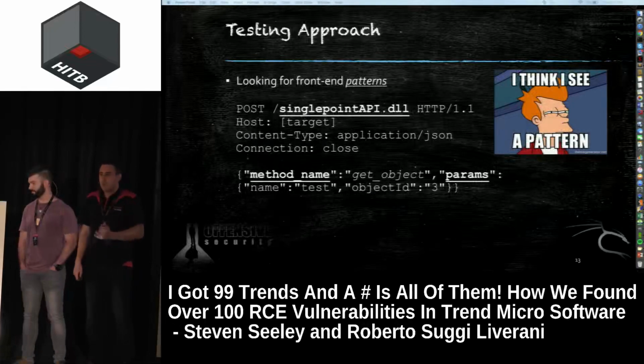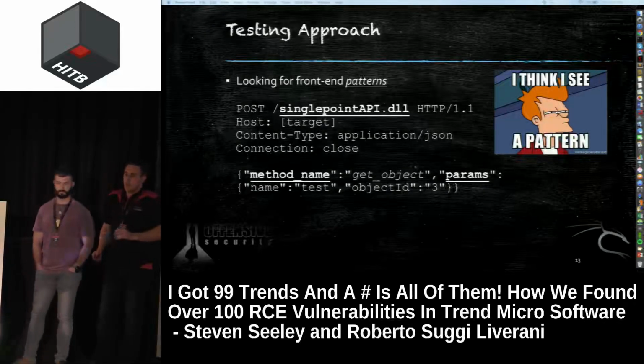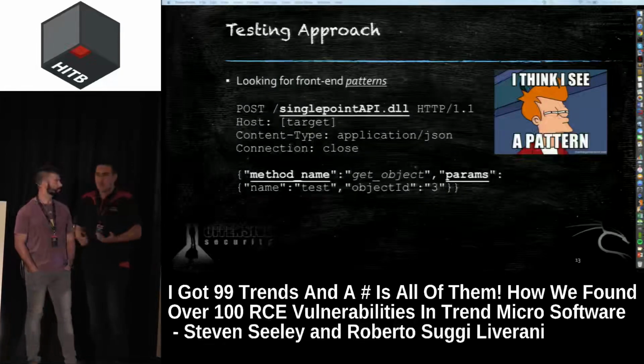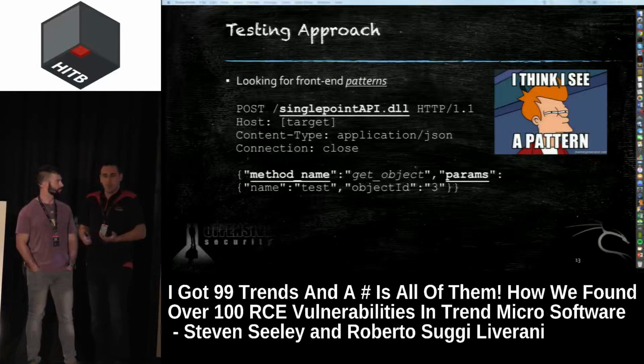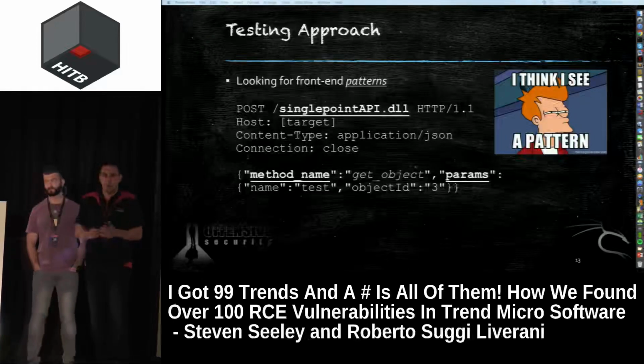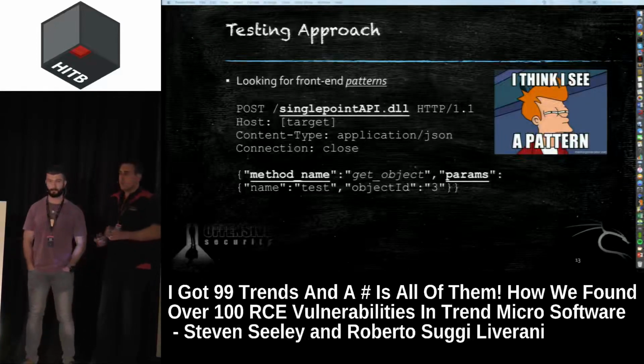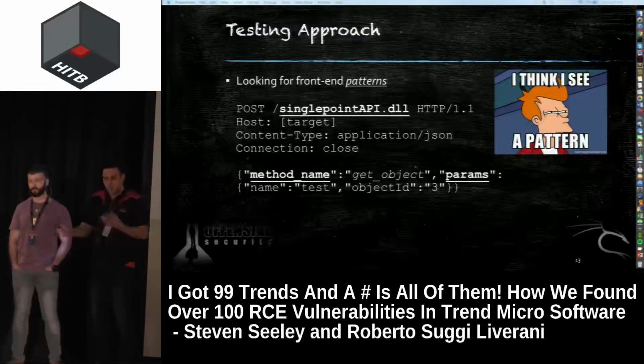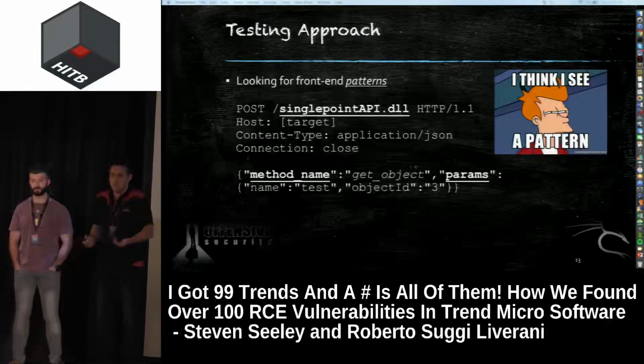The other thing is that we are looking for patterns, okay? When we say pattern, we are looking for a way to identify if there is a single or common mechanism across the different targets. What we noticed is that when we picked more than one product in Trend Micro, certain functions or certain libraries were used across the targets. And we can imagine why.